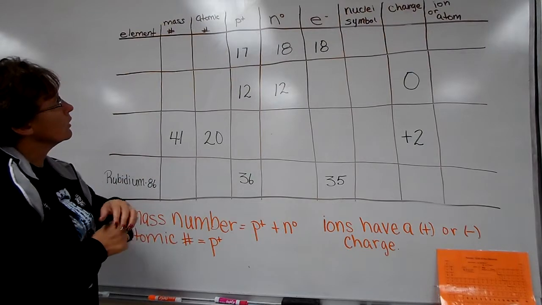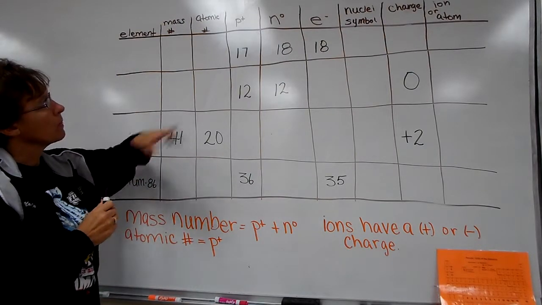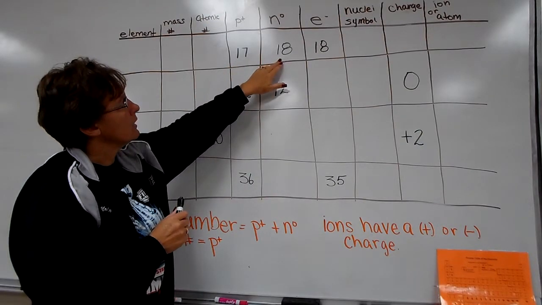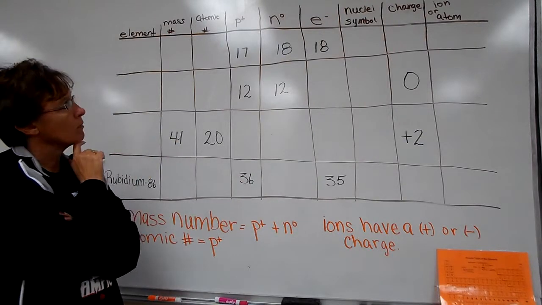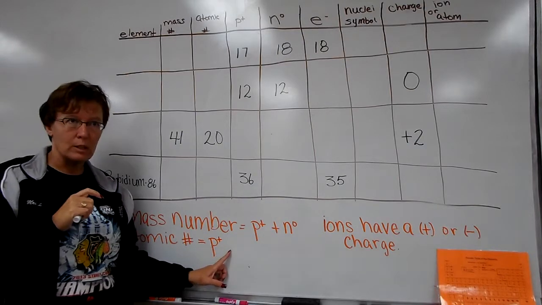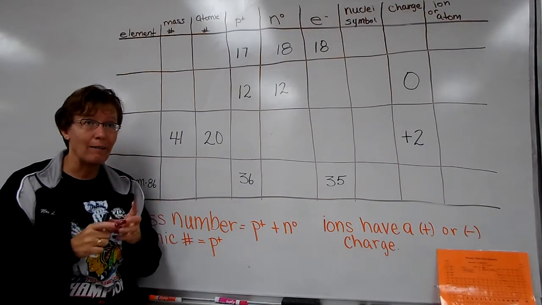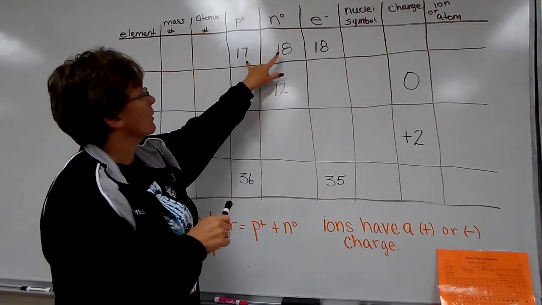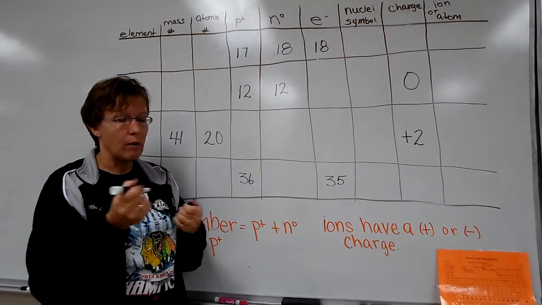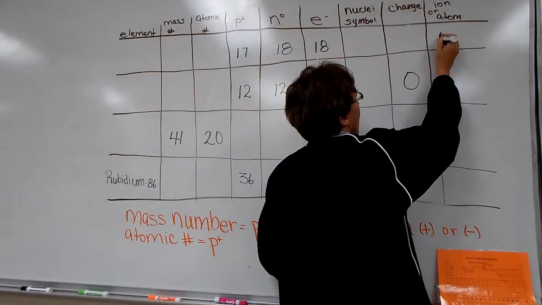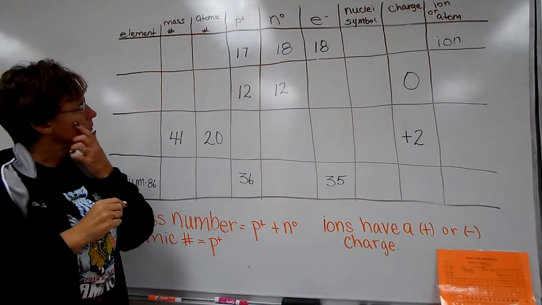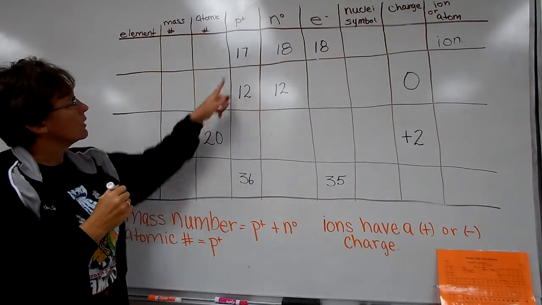So, if we look at this top problem, we have an element with 17 protons, 18 neutrons, and 18 electrons. Okay? Notice that I didn't say that the atomic number is always equal to the number of electrons, because if we have an ion, it's not equal. Notice in this case our protons and electrons aren't equal, so that ought to clue us off right now that we are looking at an ion in our first example.